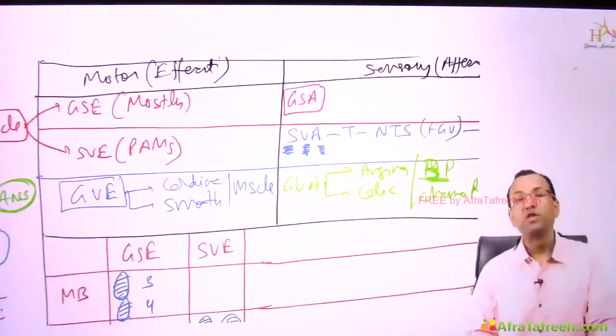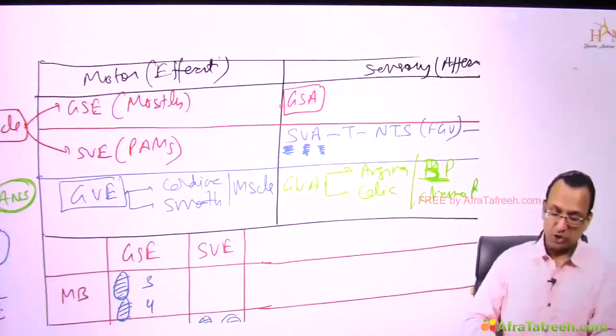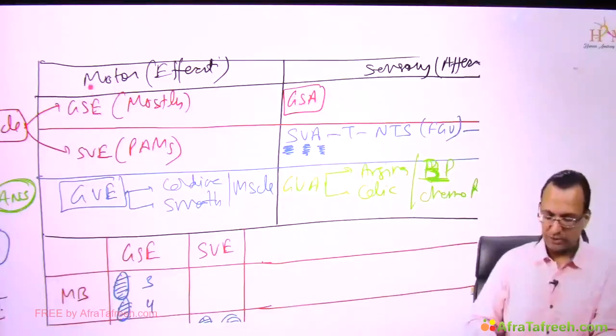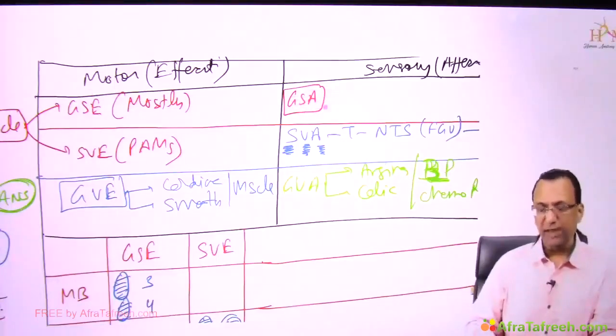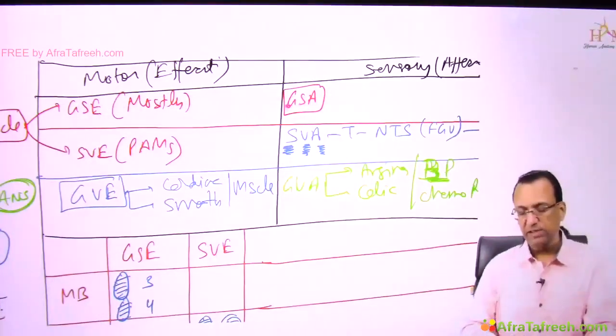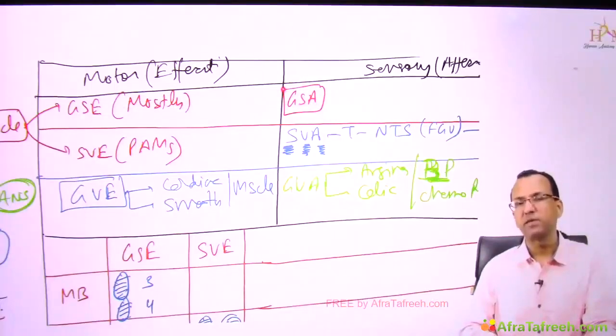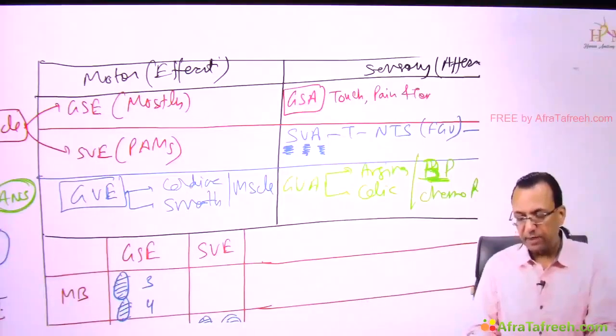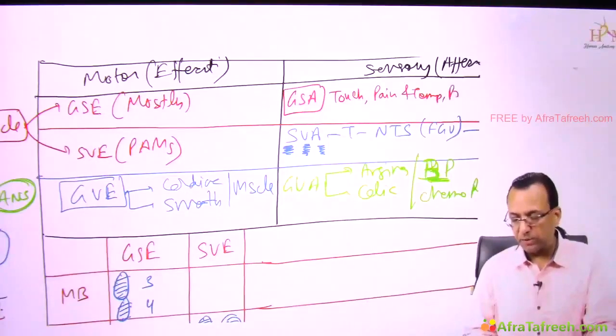G for general, S for somatic, A for sensation. General somatic sensation. General somatic sensation like what? Like skeletal muscle spasm. If so, skeletal muscle spasm is GSA. Is GSA only skeletal muscle spasm or something else also? Actually, it could be touch and pain and temperature and also proprioception.